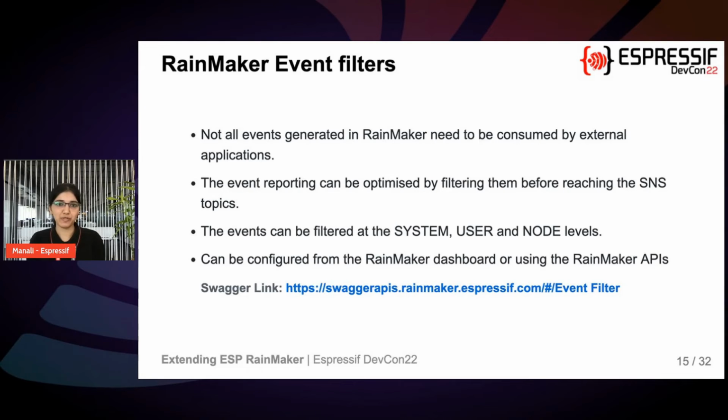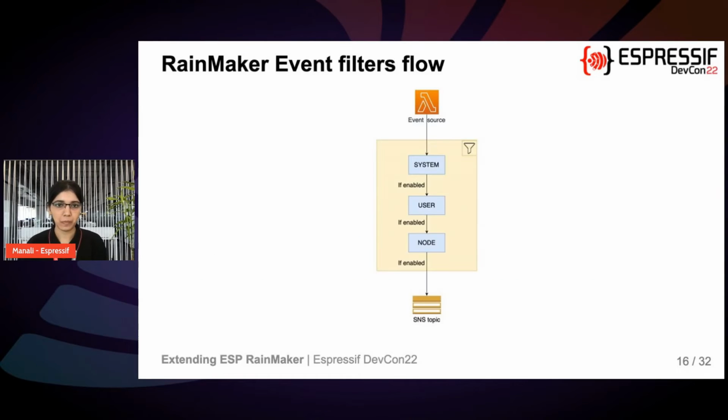As I have mentioned before, there is one advanced topic, which is event filters, which you can use to optimize the events which are posted to the SNS topics. If you feel that there are some events which you don't require, in that case, you can filter them. This filtering can be done at three stages, which are system, user, and node. The event filters can be configured using the Rainmaker dashboard or using the Rainmaker APIs. The Swagger link is provided in the presentation.